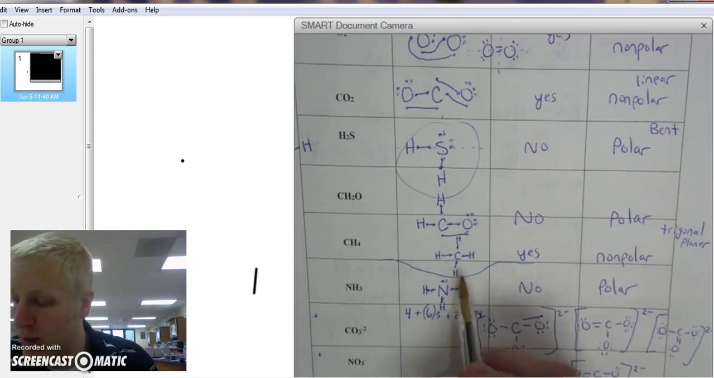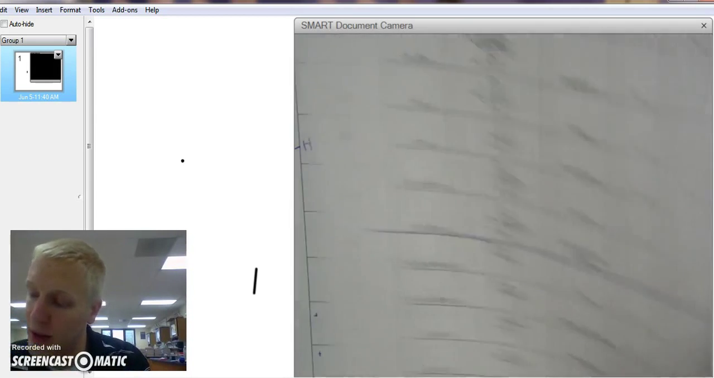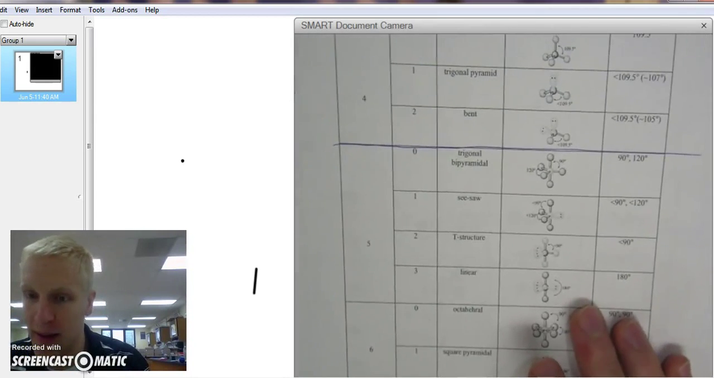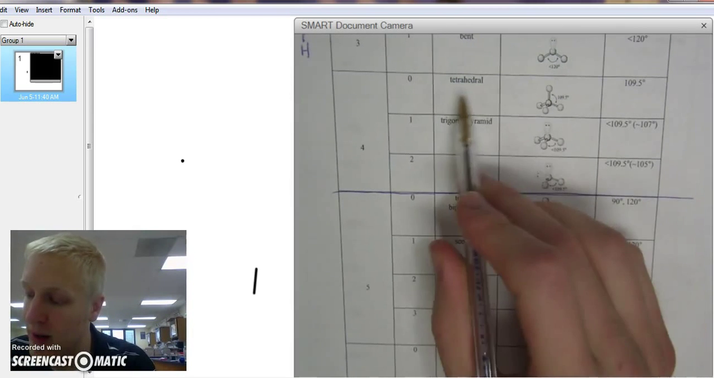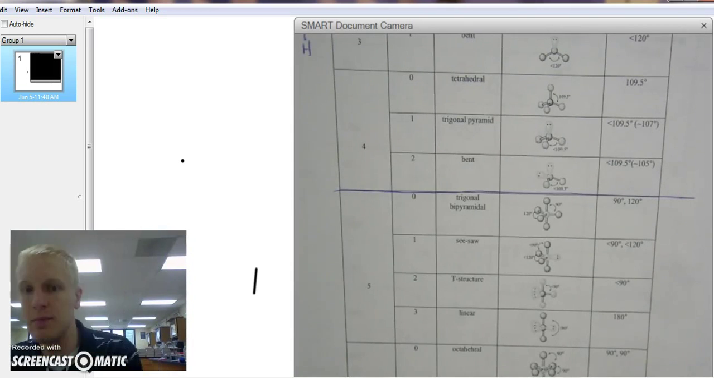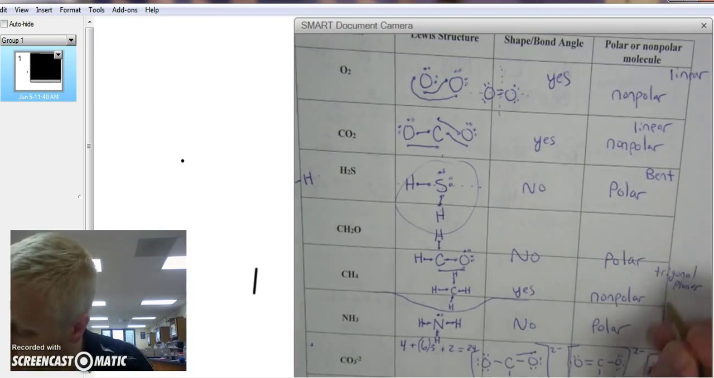Alright, looking at methane, CH4. This one has 4 outer atoms. There's really only one type of molecular structure or shape that has 4 outer atoms and 0 lone pairs. That's tetrahedral. So CH4 is tetrahedral.